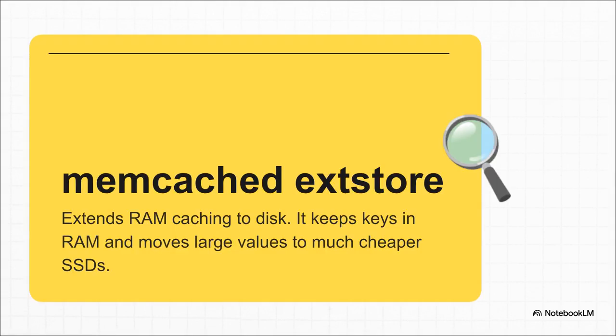The secret sauce here was a feature in Memcached called Extstore, and it's just brilliant. It keeps all the small index keys in that fast RAM for quick lookups, but it shoves the big, bulky log data onto the much cheaper SSDs. And the best part? It was a drop-in fix. They didn't have to change a single line of Loki's code. Genius.